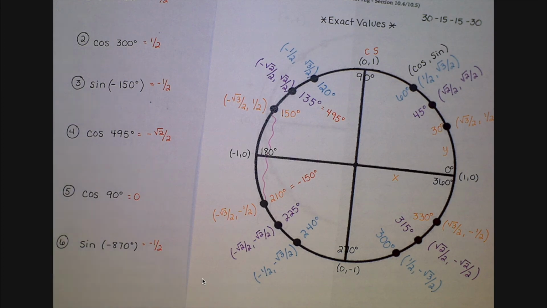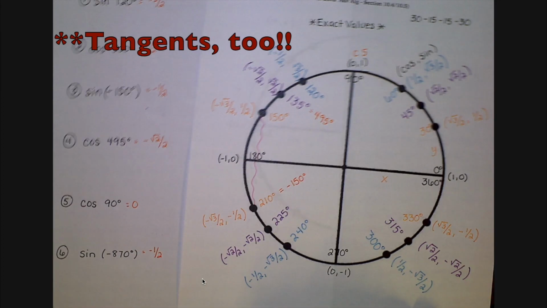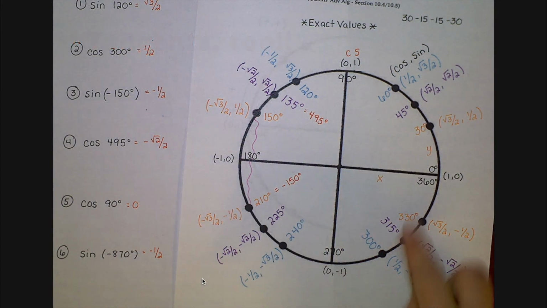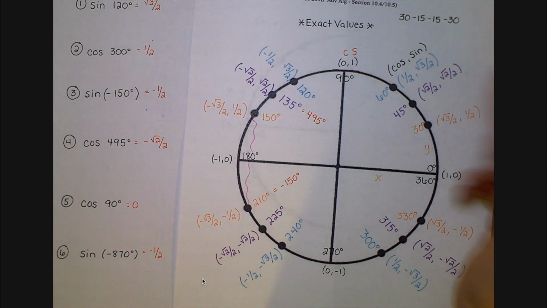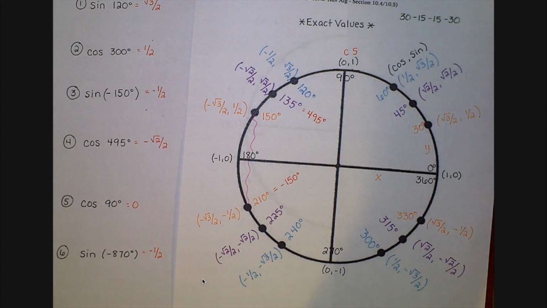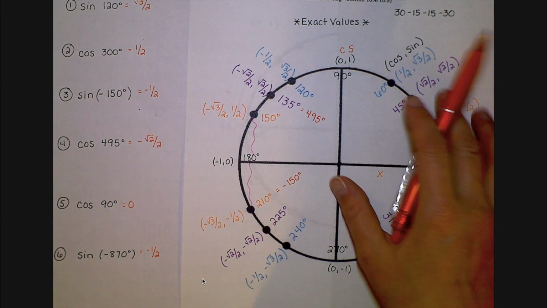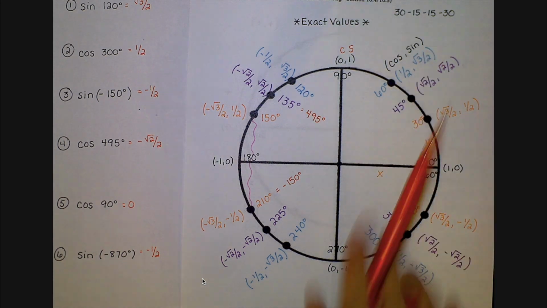So those are the types of questions you're going to have to be able to answer for your homework. You're going to have to be able to find angles on the circle. You're going to have to understand what these coordinates should be. And you have to know that the x value is the cosine and the y value is the sine. Okay, that's it for the unit circle for today. Good luck.